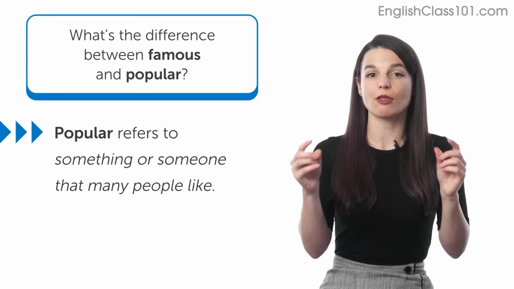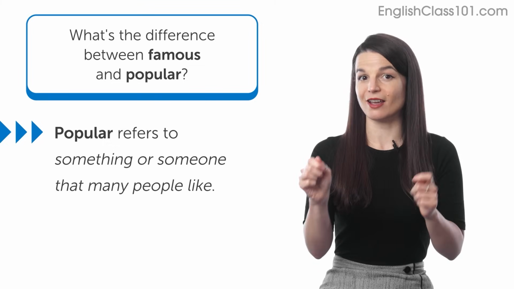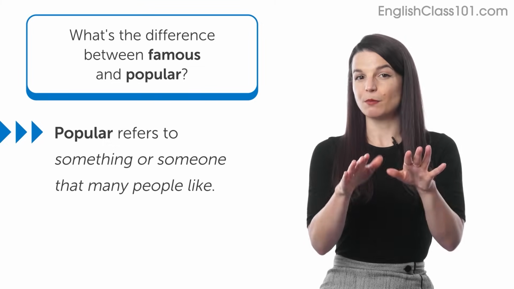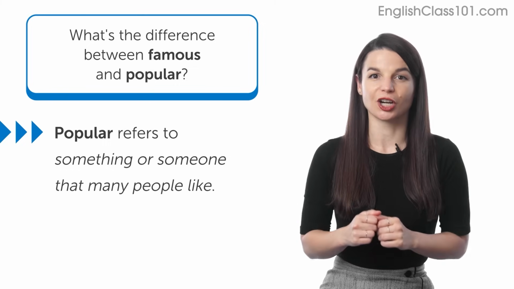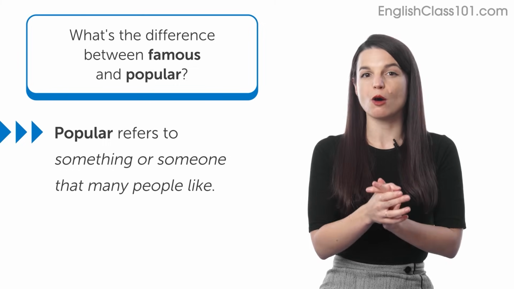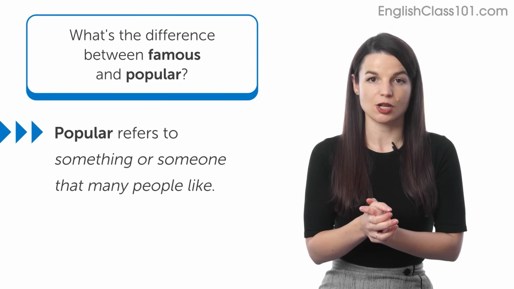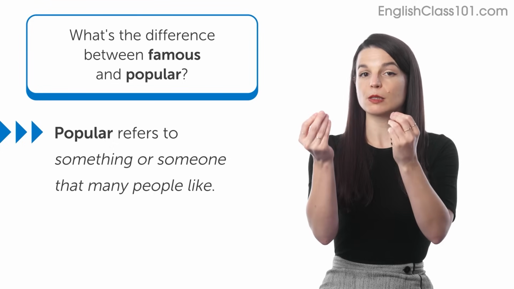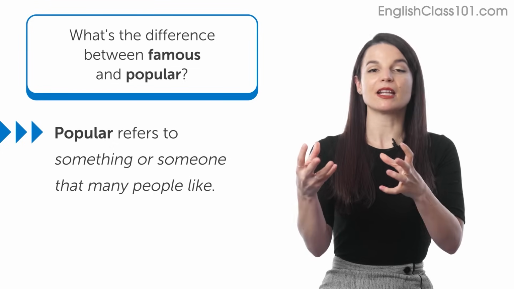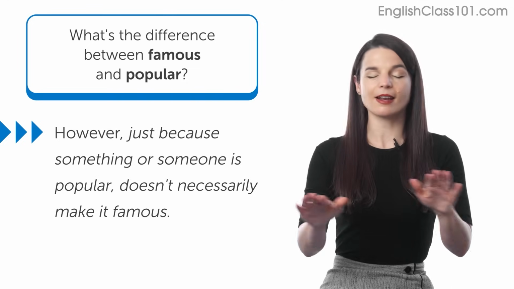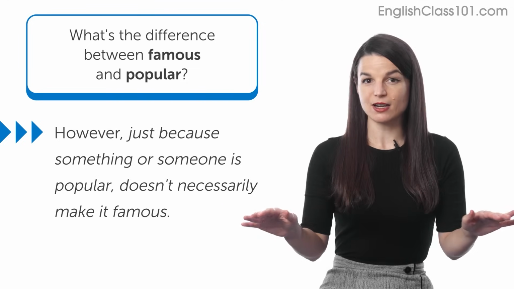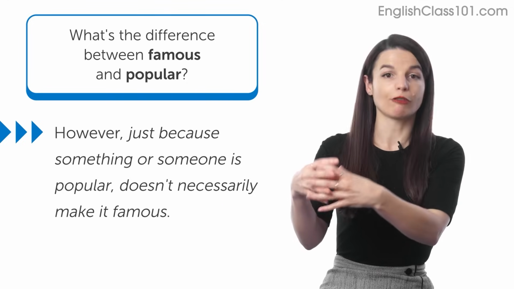So many people think that thing is good or think that person is good. So maybe in your high school, for example, you knew the most popular girl in school, or maybe you know the most popular restaurant in your neighborhood. So something that is popular is something that many people like, but just because it's popular does not mean it is famous, right? So it can be popular in your friend group, right?